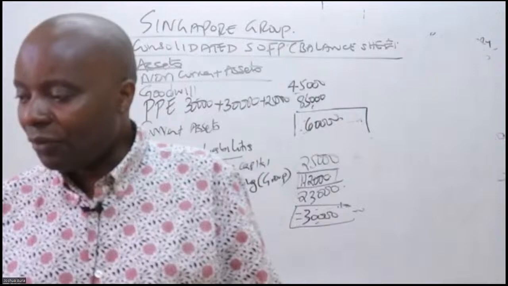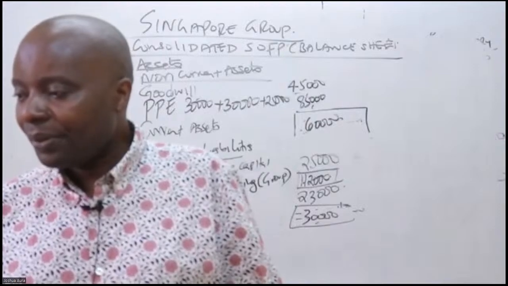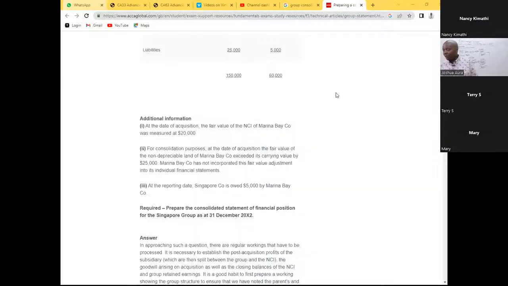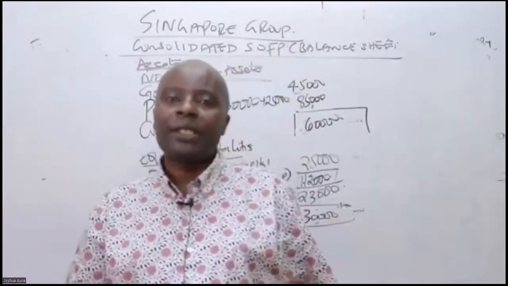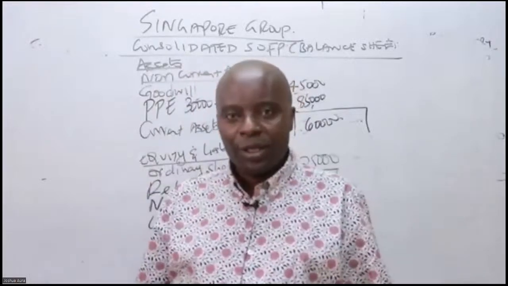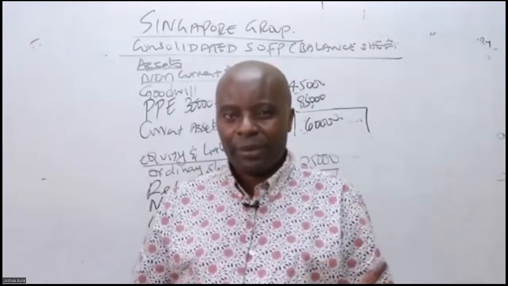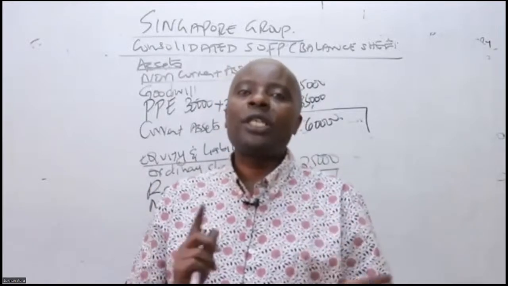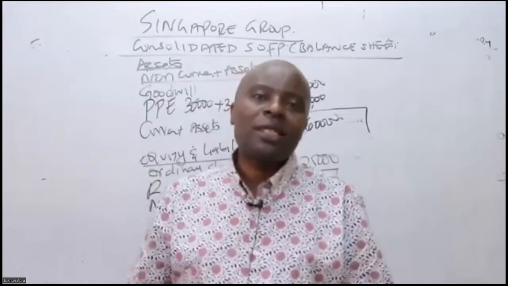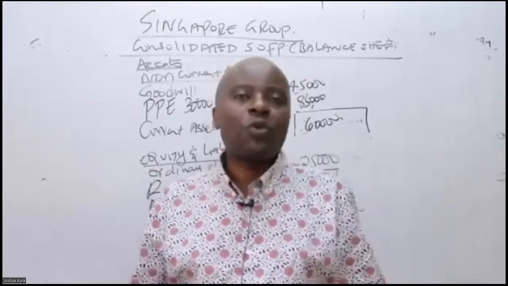So then, ladies and gentlemen, after that, I will come back here and read. If you look at note 3, at the reporting date, Singapore company is owed 5,000 by Marina Bay Company. So Singapore and Marina Bay are one and the same thing, just like departments of the same organization. If one department borrows money from another department of the same organization, there's no way we'll keep in our books that we owe each other. This is the same group.